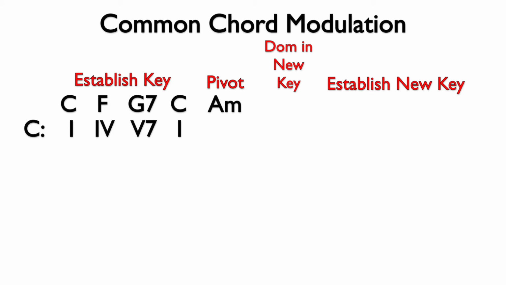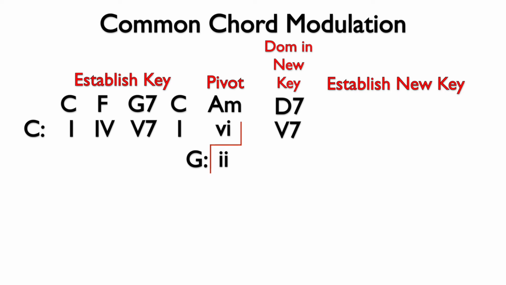A minor is 6 in the key of C and 2 in the key of G. We use this bracket and the name of the new key to show how the pivot chord functions in both keys. The next chord in our progression will be a dominant function in the key of G. Let's use D7, the 5-7 chord.